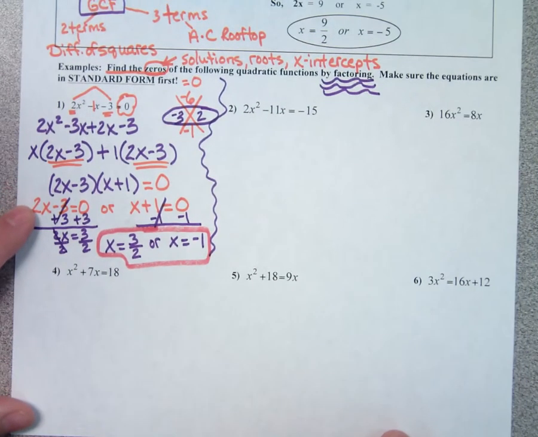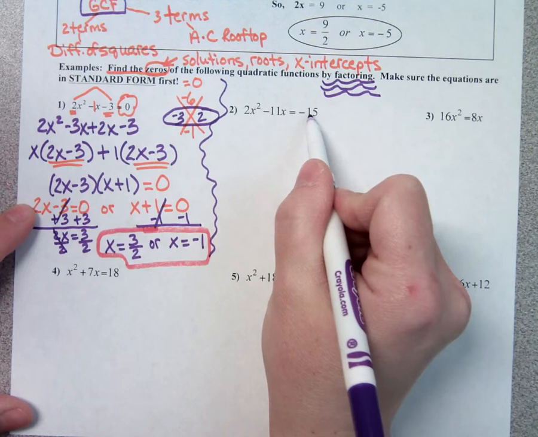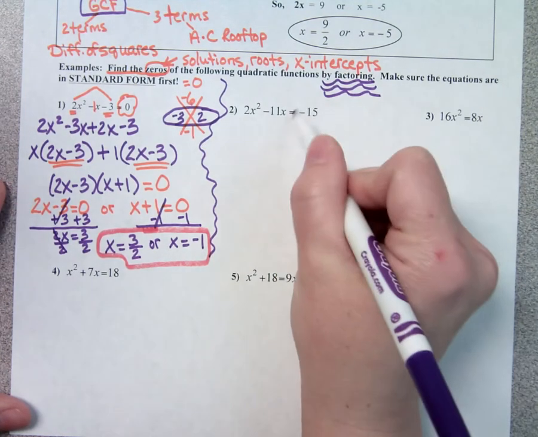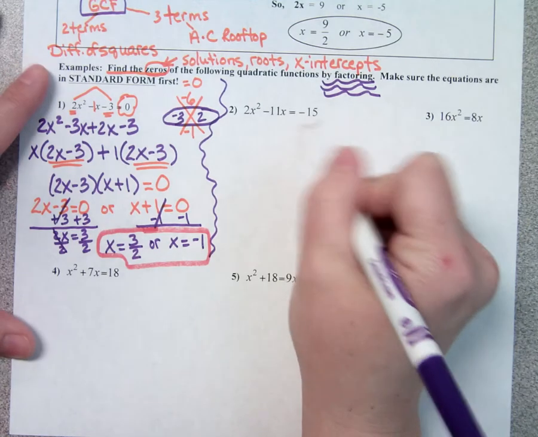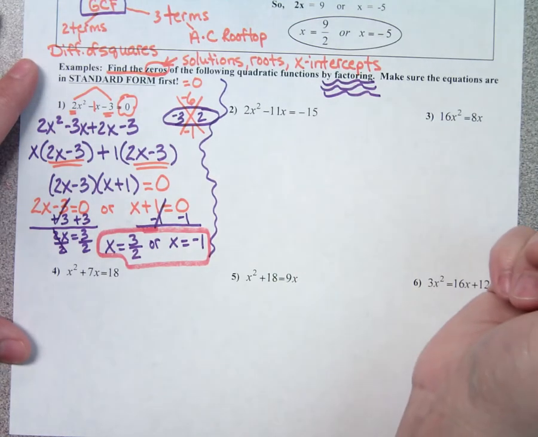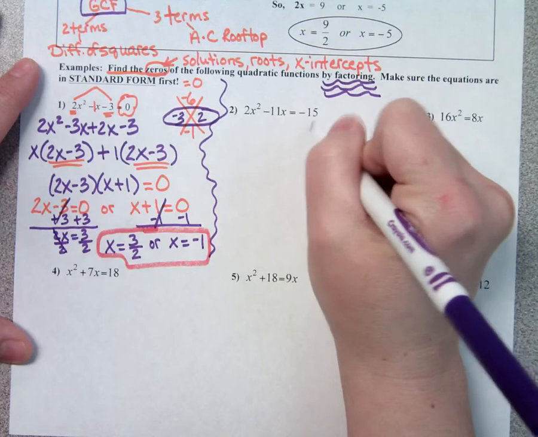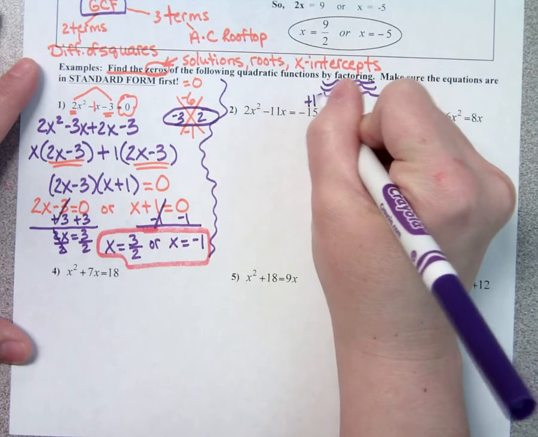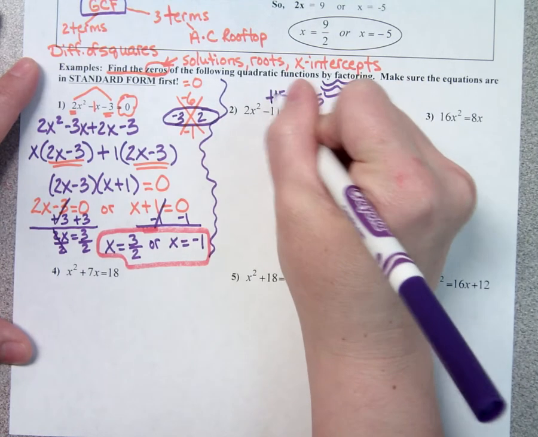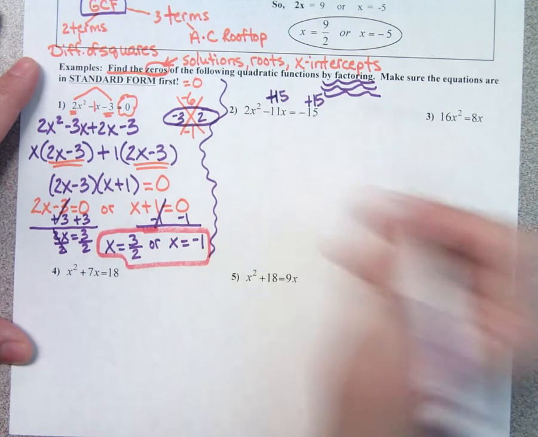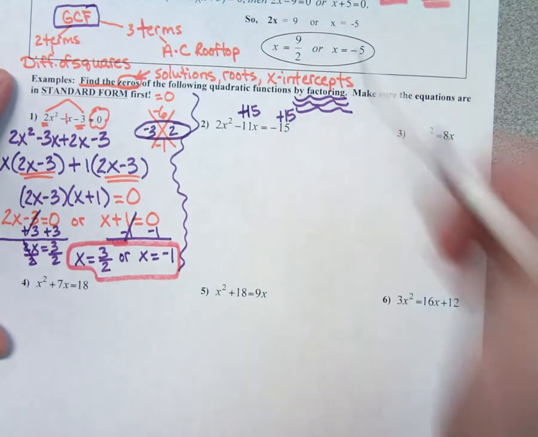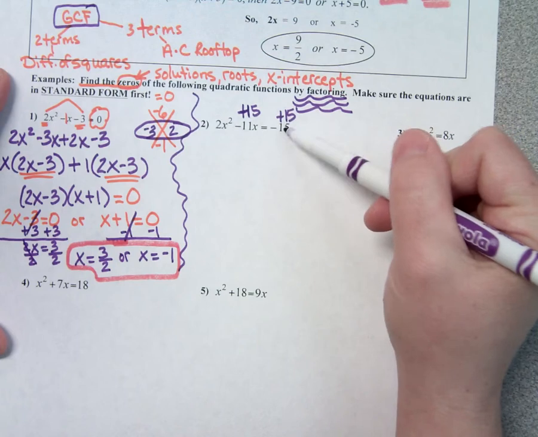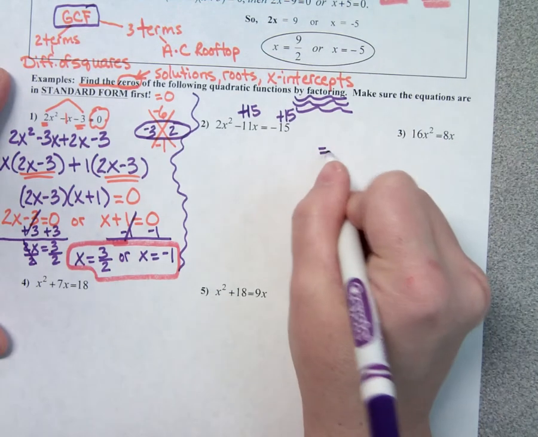First thing I have to make sure is that the problem says equals 0. Does it say equals 0? No, it doesn't. So how can I turn this minus 15 into a 0? By adding it. So I'm not going to write it down below this time just to have more room to write. I'm going to write it up top. So I'm going to add 15 to both sides, because what you do to one side, you have to do to the other. Okay, on the right side, how much is negative 15 plus 15? 0. Okay, so that equals 0.